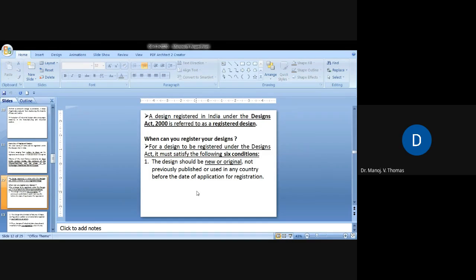The first point: the design should be new or original, not previously published or used in any country before the date of application for registration. It should be really novel, really original. So it is not a copy of some other design already prevailing in some other part of the country or outside the country. So the first requirement is that the design should be totally new or original. Then you can go for design registration.